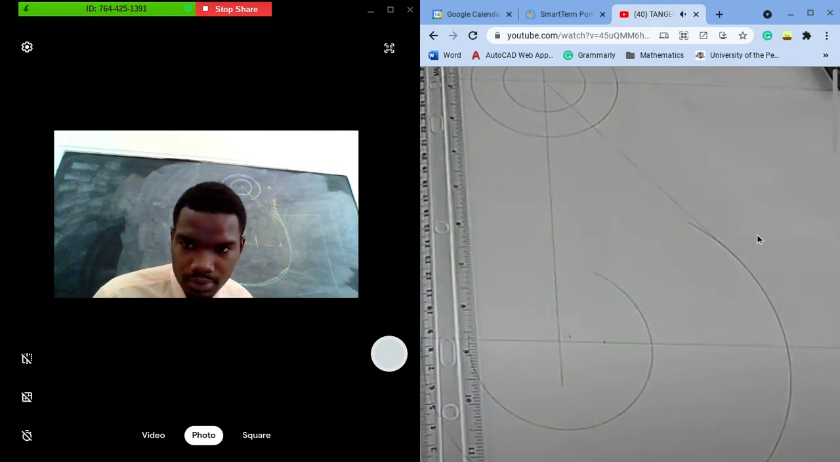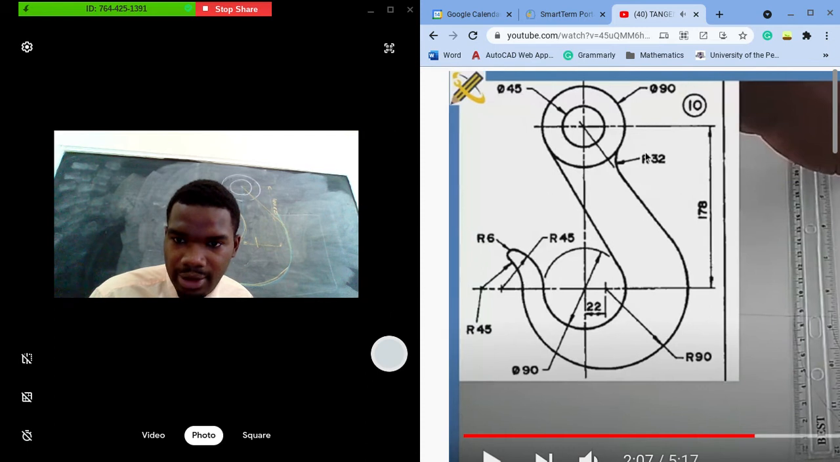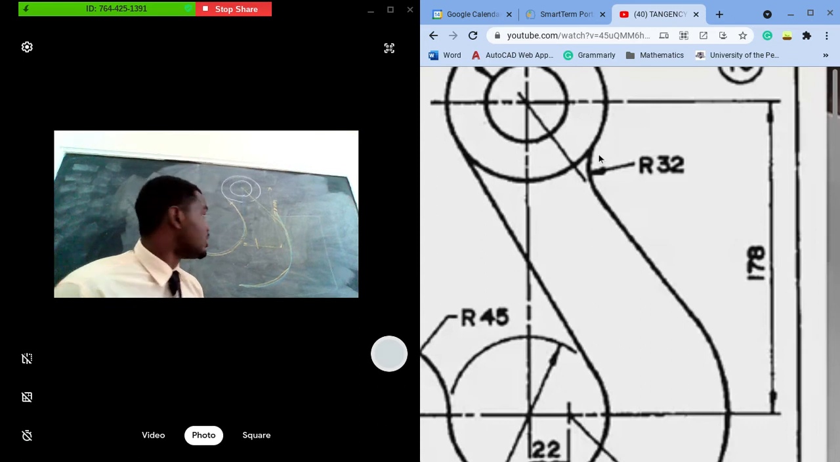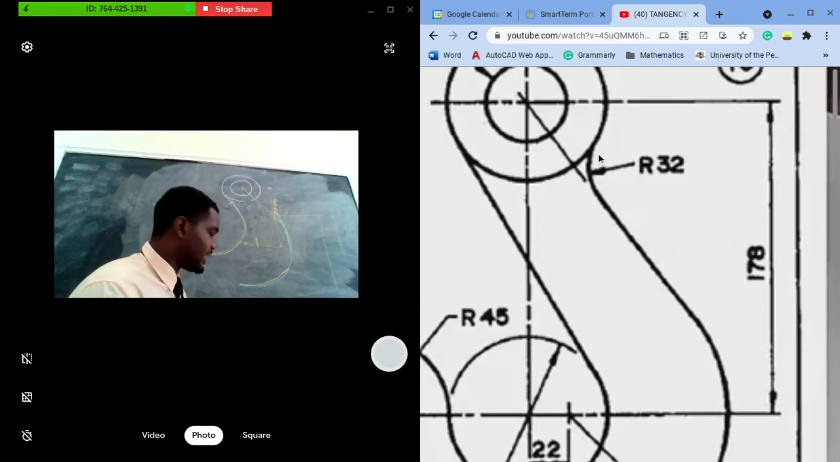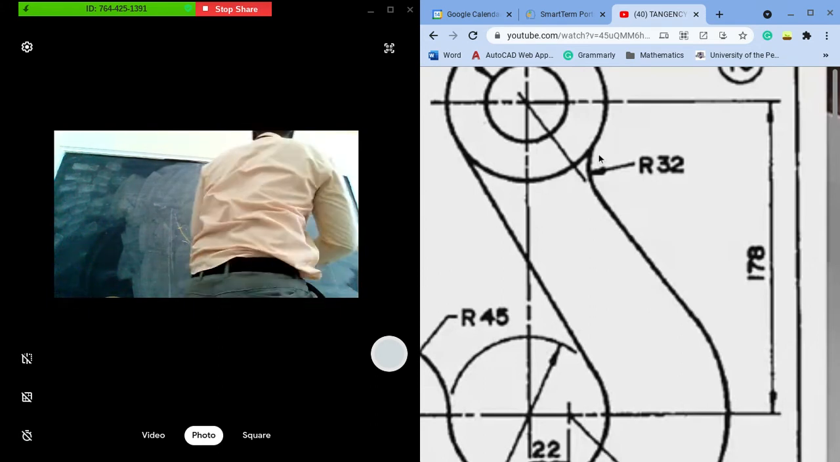Alright, so after doing that, we do the arc here. If you look on this diagram right here, you realize that it no longer just connects to the diagram itself. There is a fillet. We call this a fillet. Alright, I'm going to write that word on the board. You're going to come across it again in Senior 4, Senior 5.